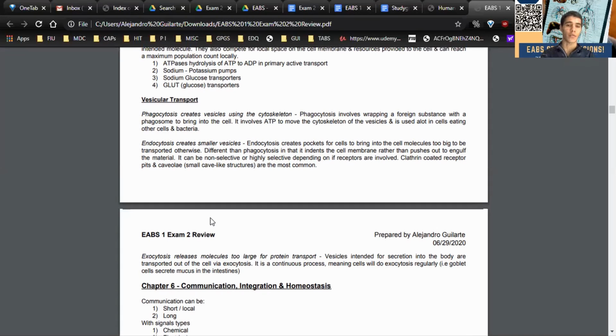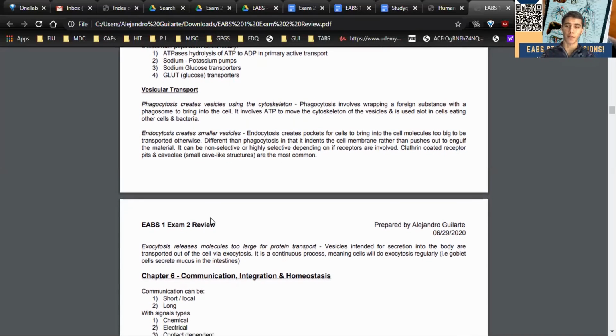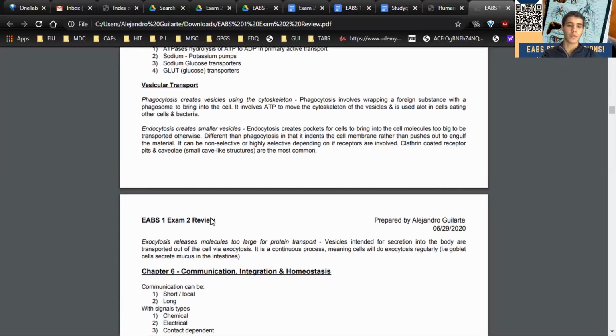Endocytosis creates smaller vesicles. So compared to phagocytosis, the vesicles that endocytosis creates are smaller and they indent inward rather than pushing outward, but they achieve the same function in that it wants to transport something into the cell. And usually they're mediated through receptors, such as clathrin-coated receptors or caveolae, which are small cave-like structures.